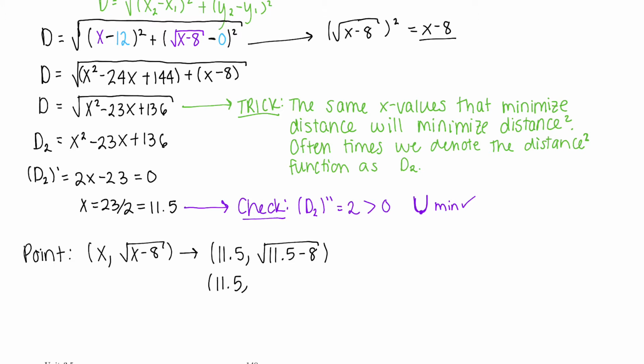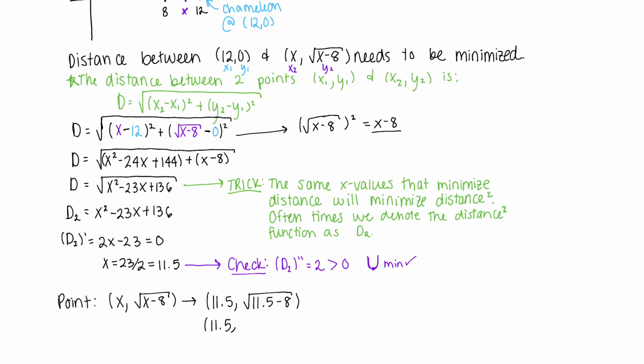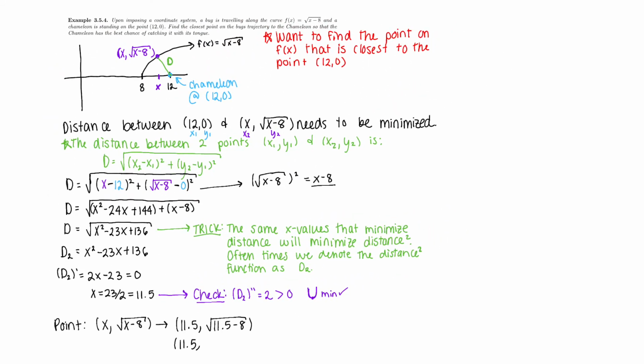So one of the questions in the chat is, so we aren't looking for a minimum or maximum specifically. It can be either. It all depends on the problem. So in this particular problem, we were told that we want to find the closest point on the bug's trajectory, which means we wanted the distance to be minimized. So it's all about looking for the context in the problem that you're doing.